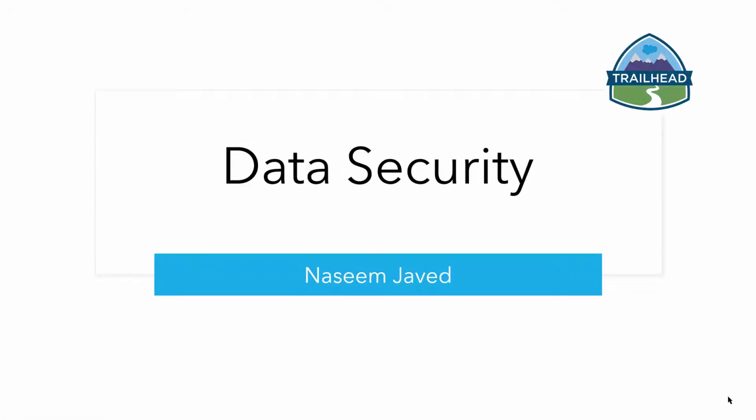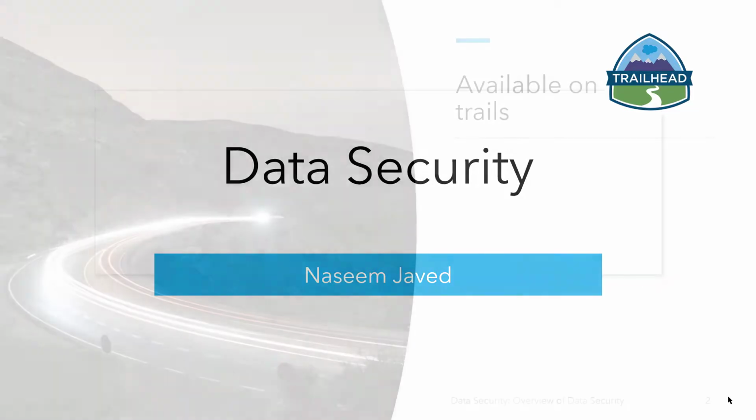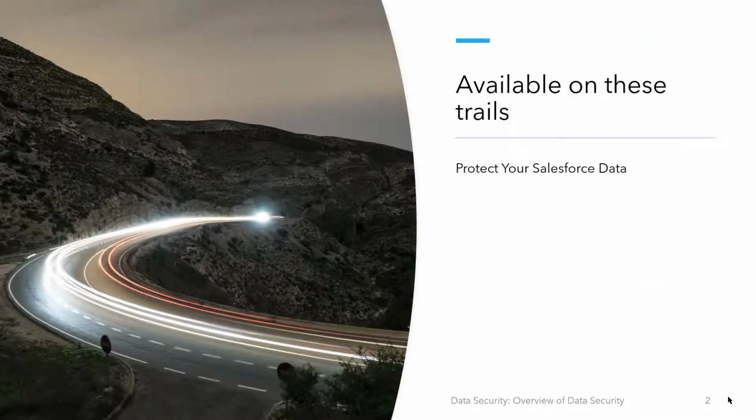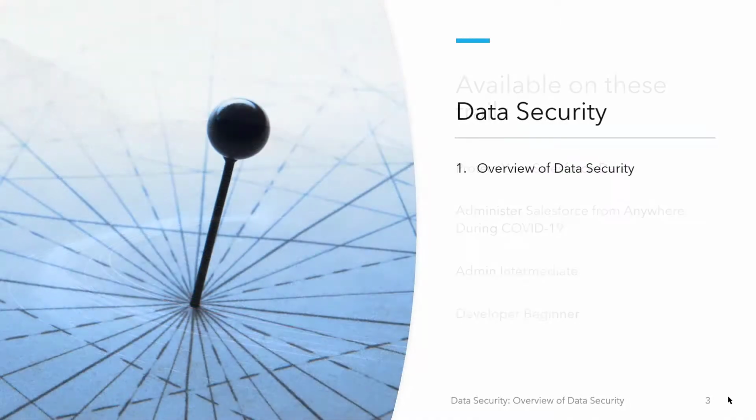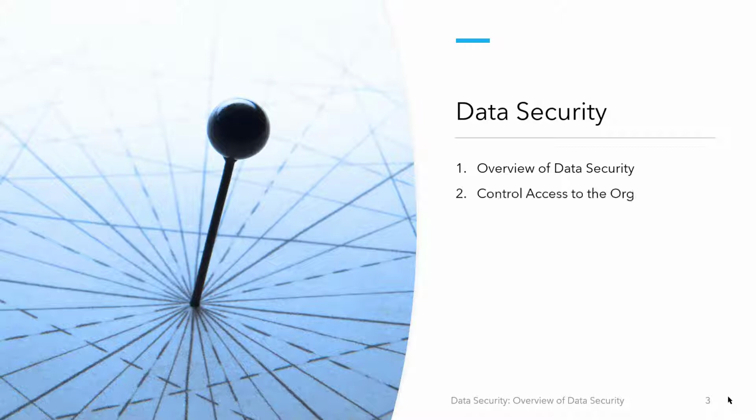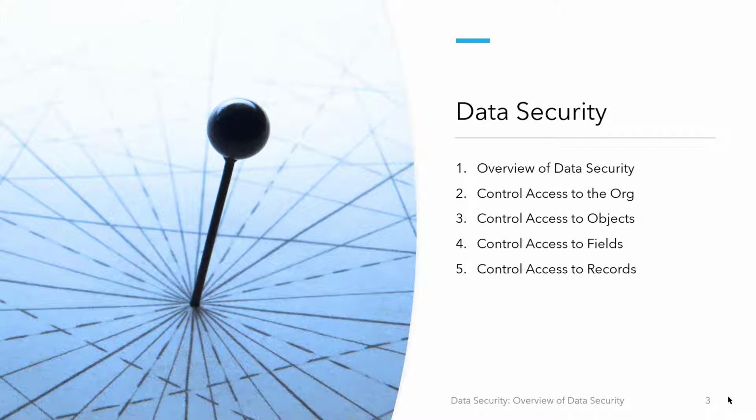In this video, I'm going to cover the data security module. This module is also available on other tools as well. Protect your Salesforce data, administer Salesforce from anywhere during COVID-19, admin intermediate and developer beginners. The data security module is divided into a total of 7 units: Overview of data security, control access to the org, control access to objects, control access to fields, control access to records, create a role hierarchy, define sharing rules.